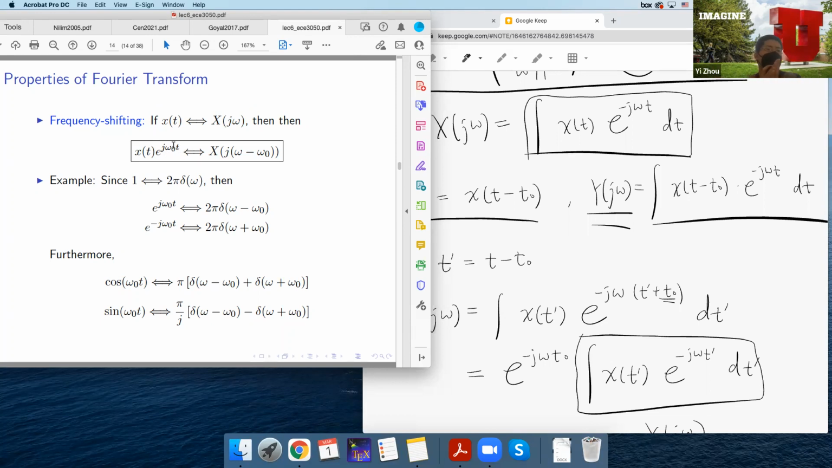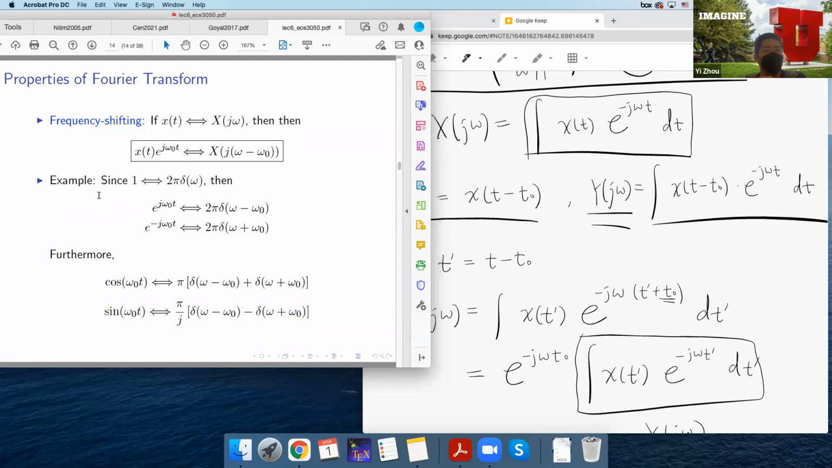Here, ω naught is any fixed angular frequency. So it is like now you are modulating your signal by a complex exponential signal. Here, modulating means that you are multiplying x(t) by e to the power of jω naught t. For this signal, the corresponding spectrum is given by taking the original spectrum and shifting it in the spectrum domain by ω naught. Therefore, a modulation by complex exponential signals in the time domain will cause a frequency shift in the spectral domain.